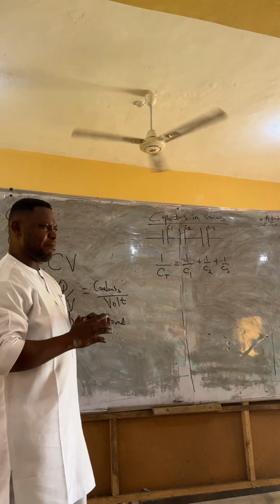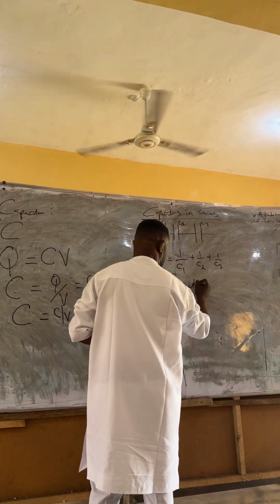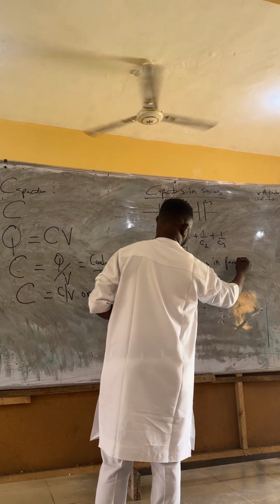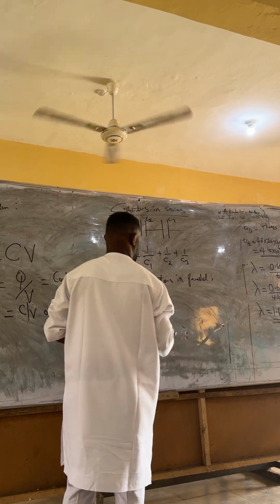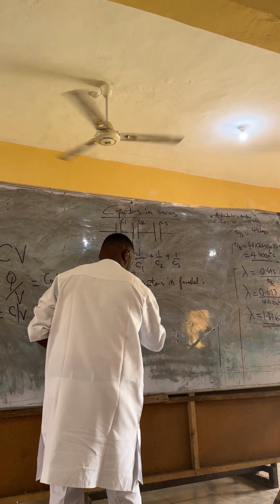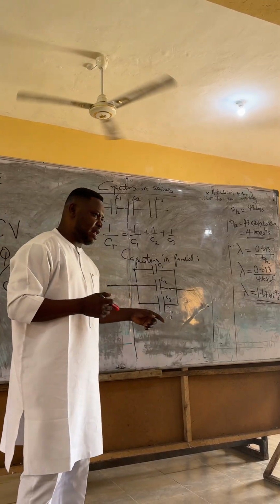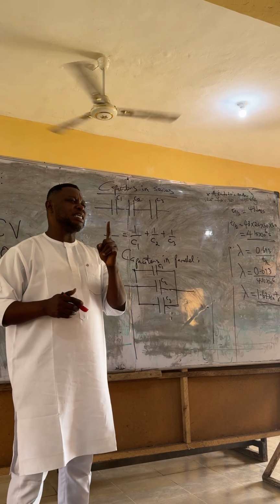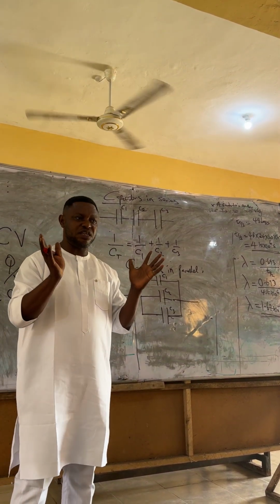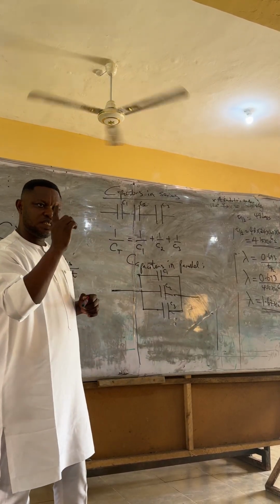Let's look at when they are in parallel. Capacitors in parallel. From there, we'll now solve the problem you should note. Look at when capacitors are said to be in parallel. You have this. This arrangement is parallel arrangement. When capacitors are in parallel, see what happens. The charges are different, but the voltage is the same. Take note. Different charges, same voltage.